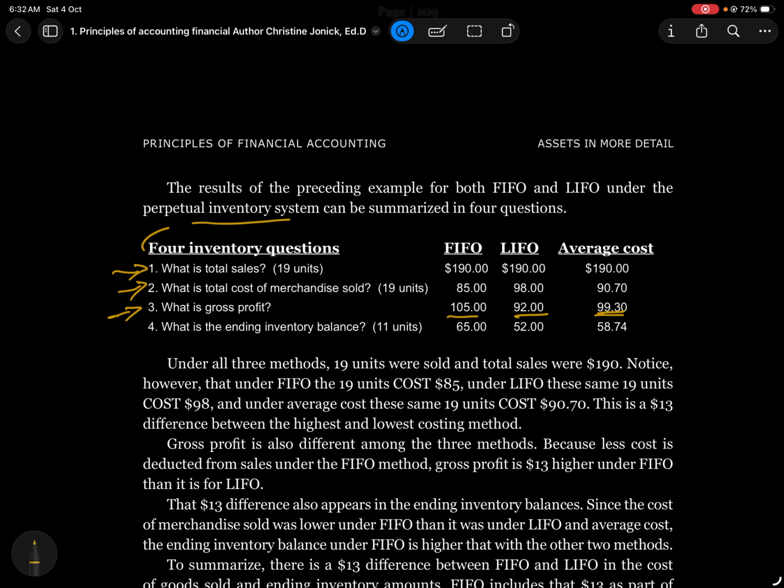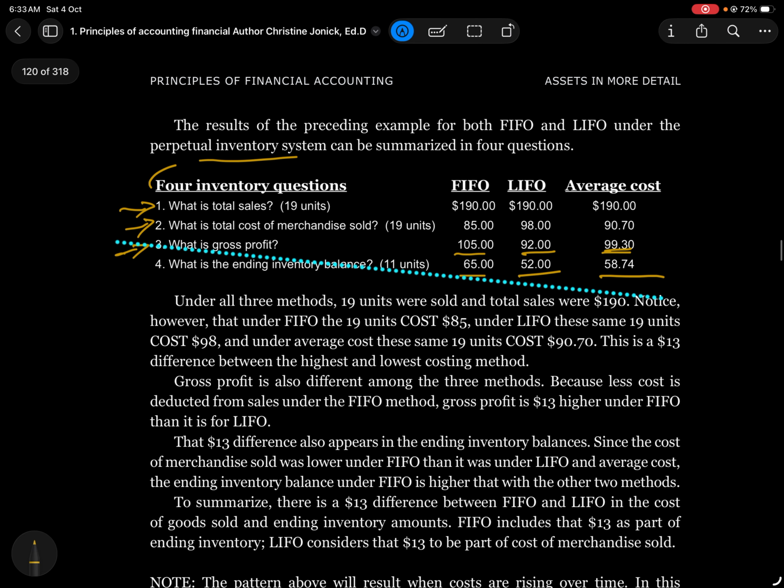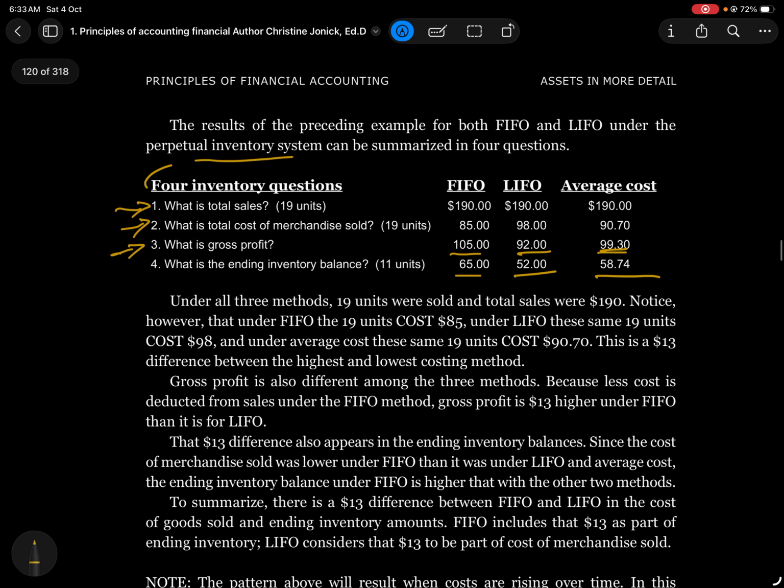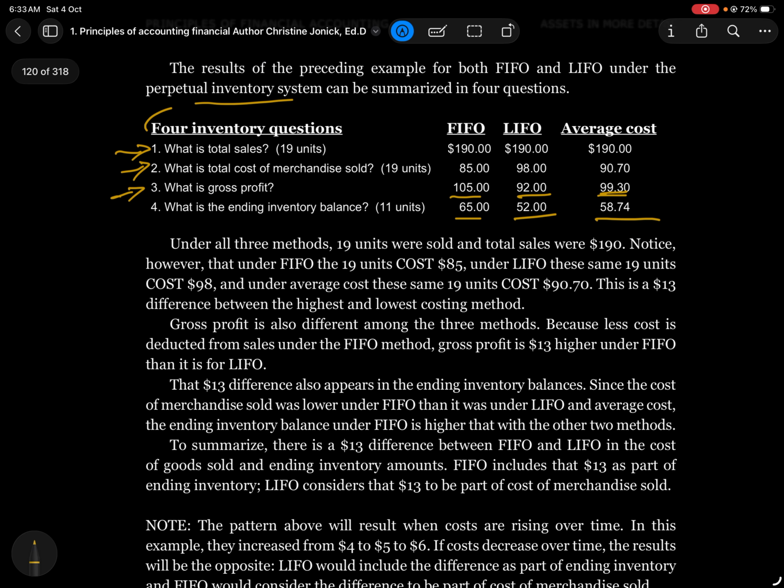What about inventory valuation? Basically FIFO would give the valuation higher, LIFO lowest, and average cost would be average. Right? Okay. So that's what happens when we use different costing methods.